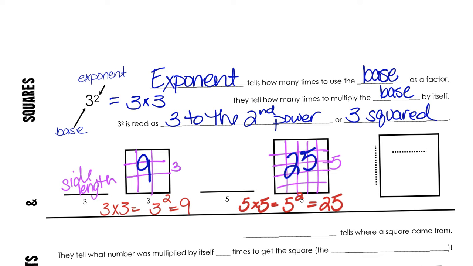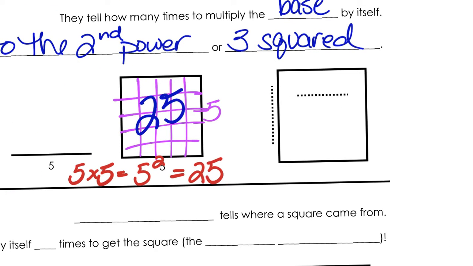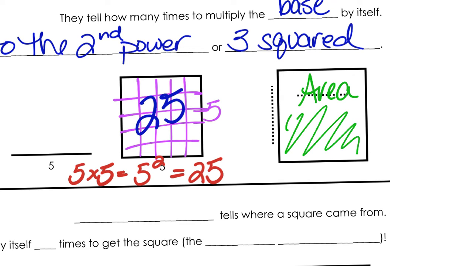So if we're looking at any square, the area of that square will likely be the middle. So like, what space does it take up? And then of course, this would be our side length. So in order to find the area, we would be taking the side squared.